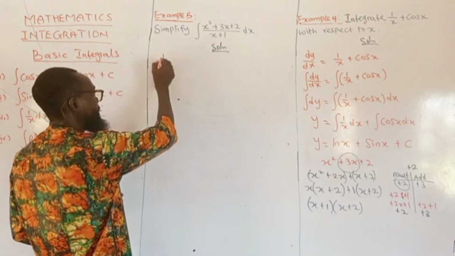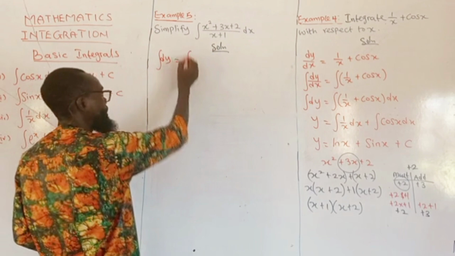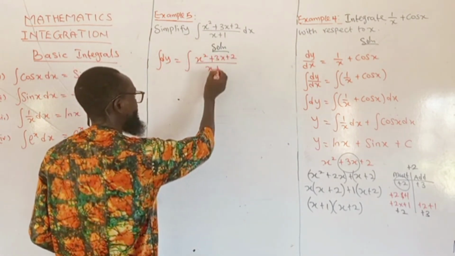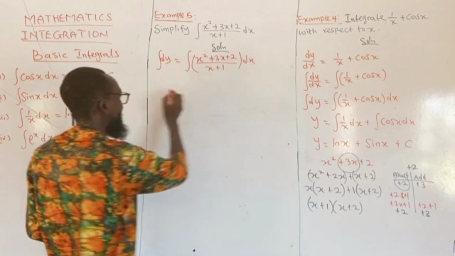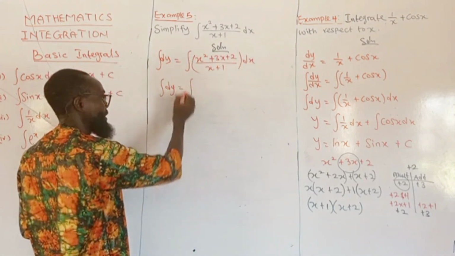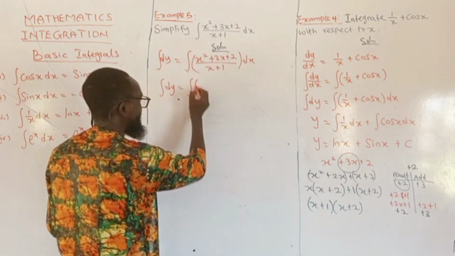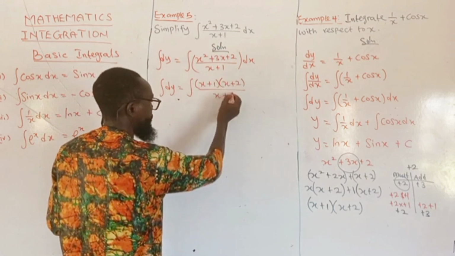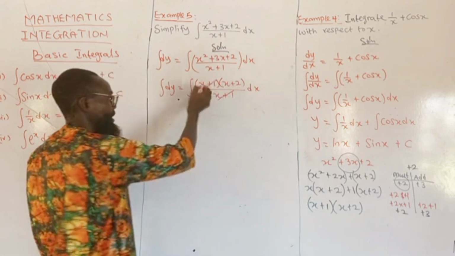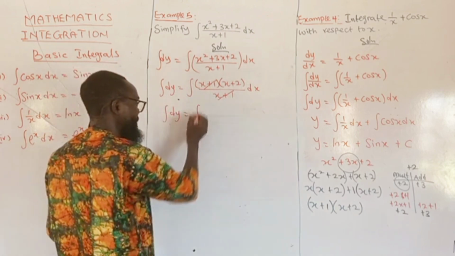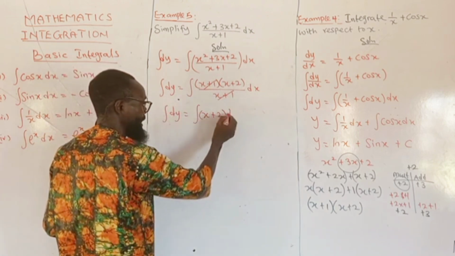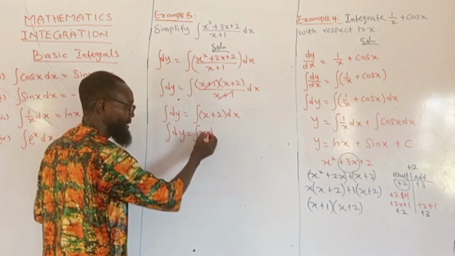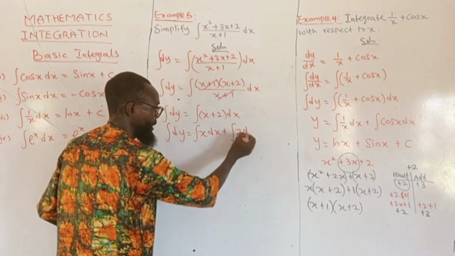Coming back here, integral dy equals integral x squared plus 3x plus 2 over x plus 1 dx. Now, integral dy equals integral, I'll solve this one to get this. I have x plus 1 and x plus 2 divided by x plus 1 dx. This cancels this. Integral dy equals integral x plus 2 dx. Now, let us open bracket here. Integral dy is equal to integral x dx plus integral 2 dx.